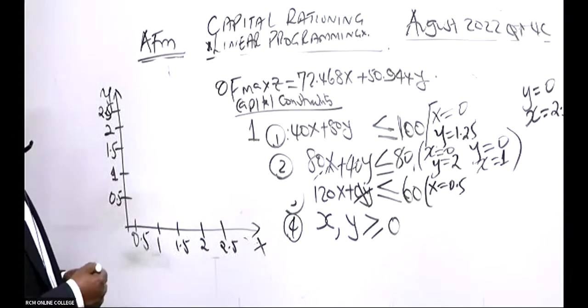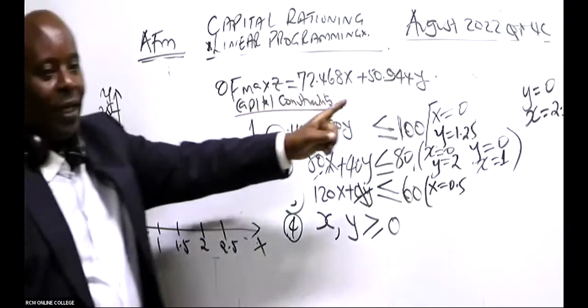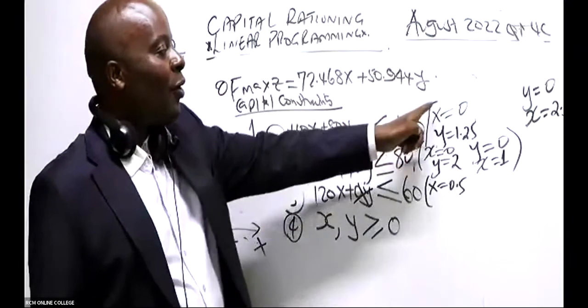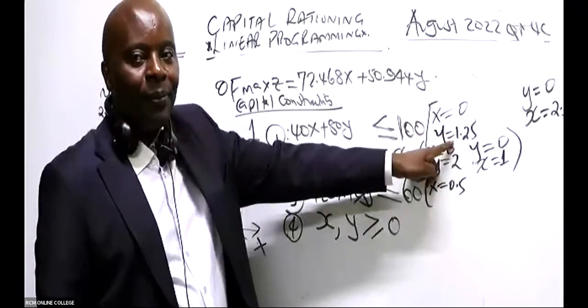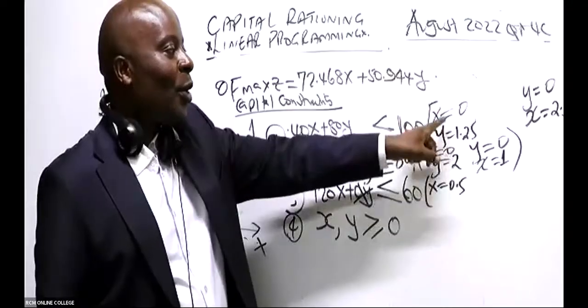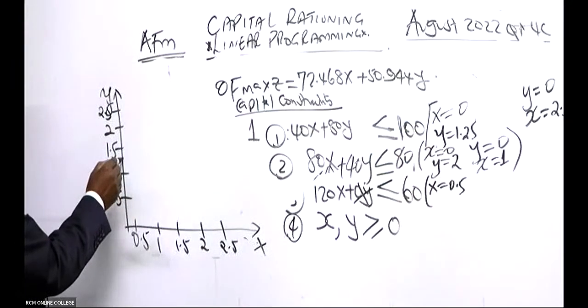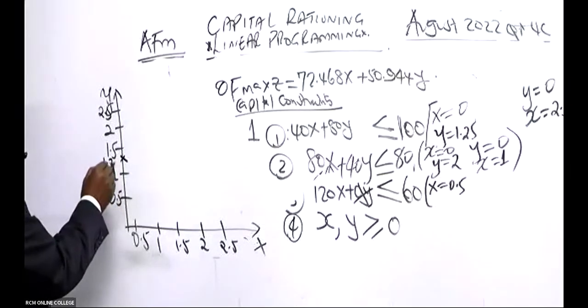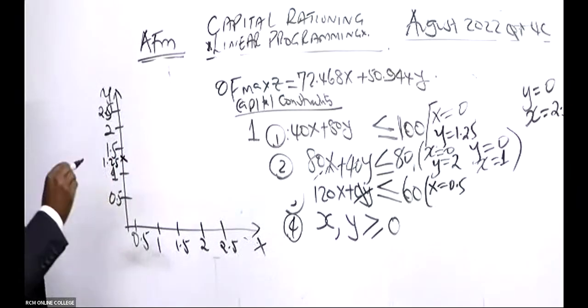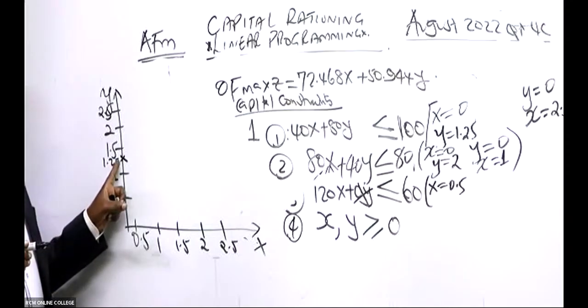So you see, I will come and take the first point. Here let's not think too much. It tells you the first point, how much is y? And of course, x is 0. So there we say y is 1.25. So where is 1.25? It's here. Yeah, this is 1.25. You mark it. Y is 1.25. Mark it.